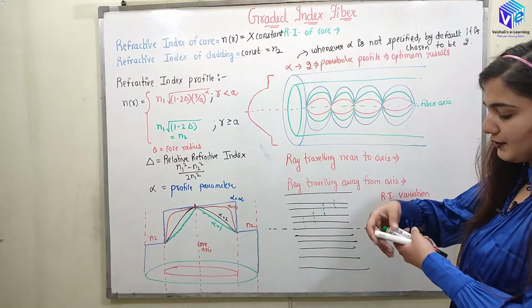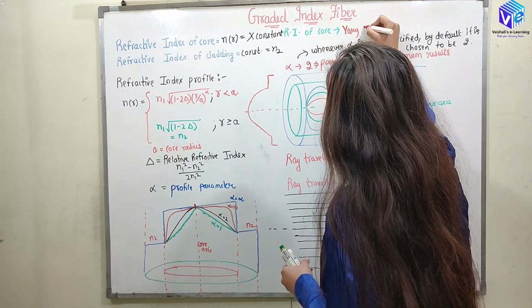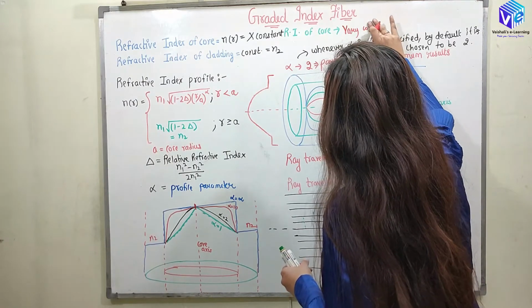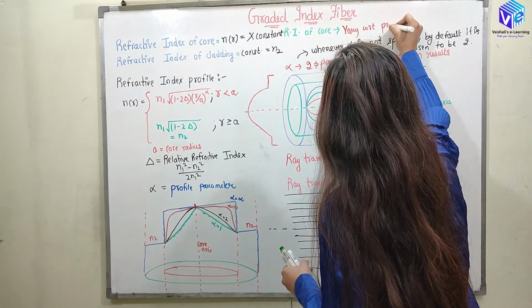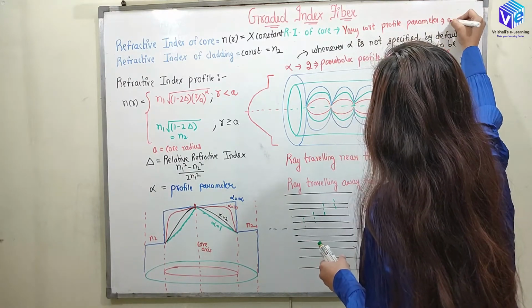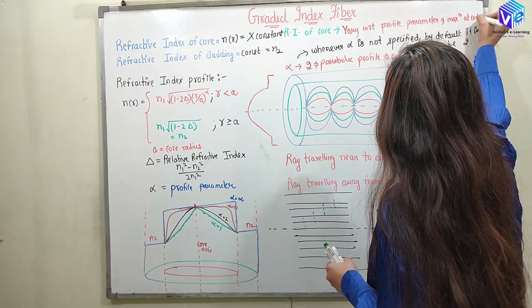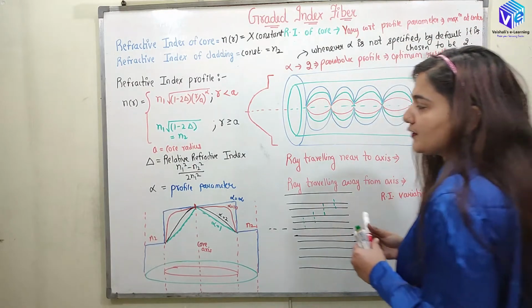So the refractive index of the core is going to vary with respect to the profile parameter, and it is maximum at the center. Right, so I hope you understood all of these things.